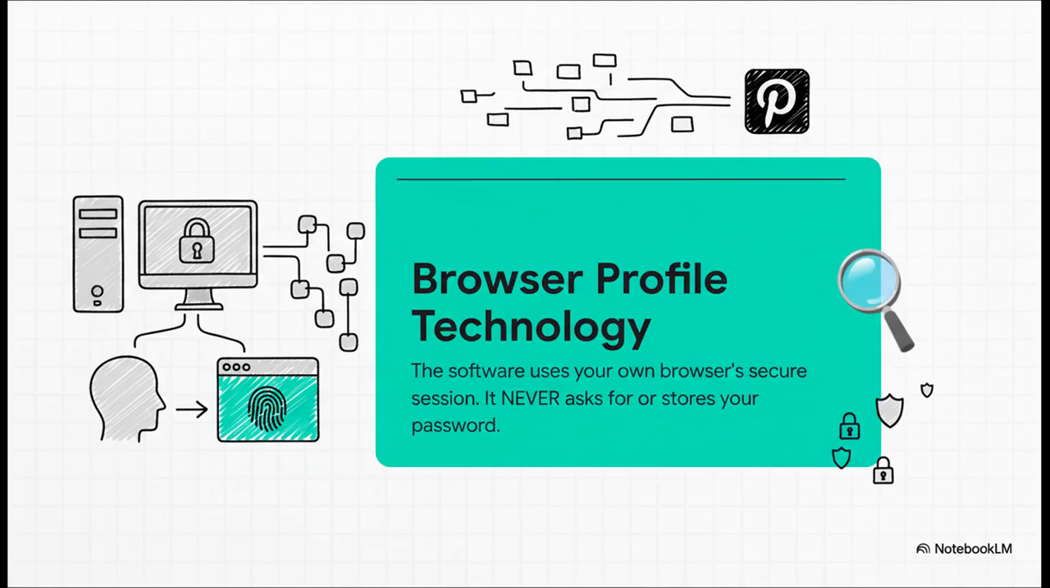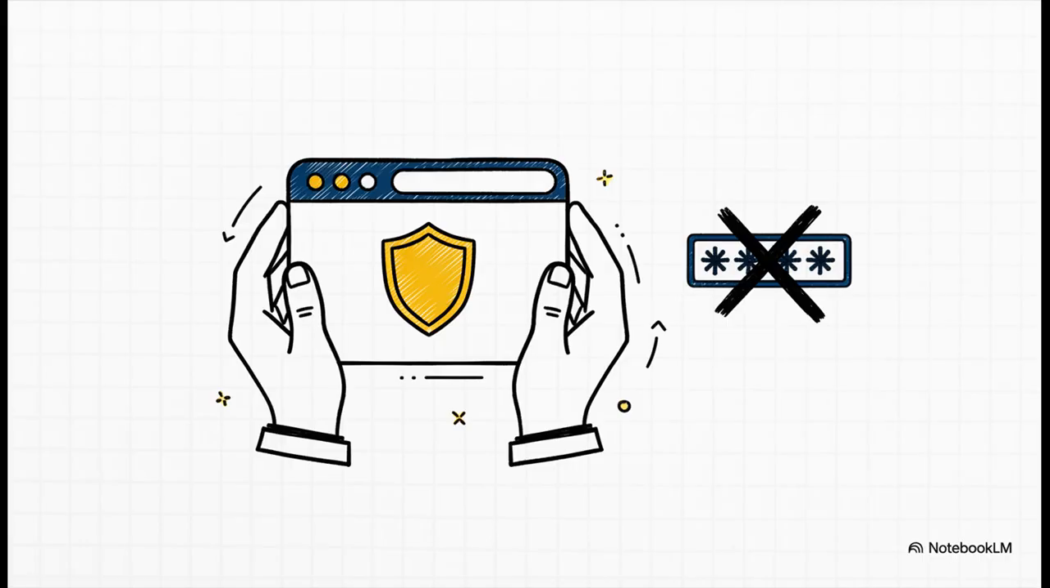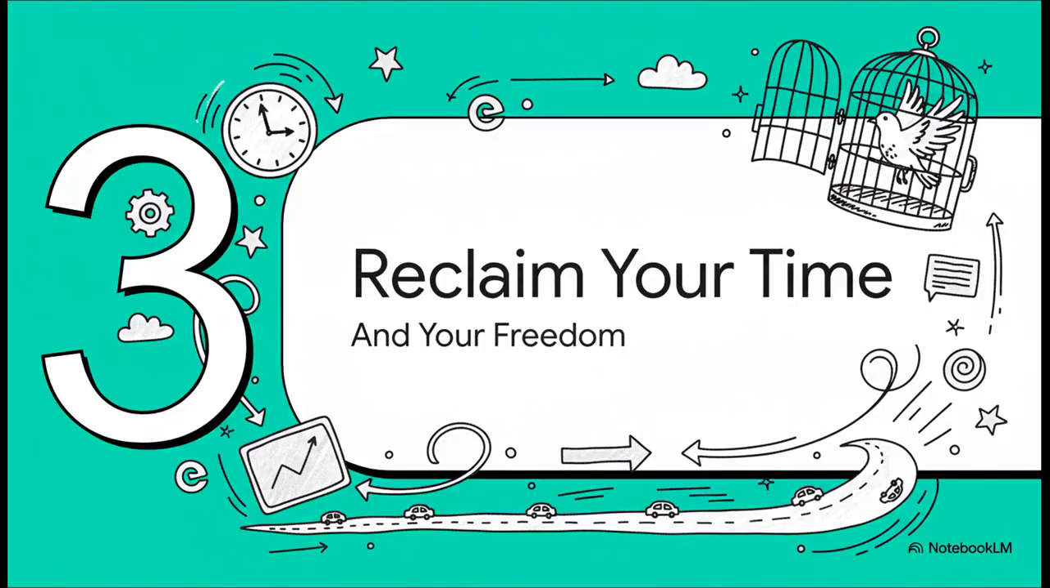Now, what does that mean? It's actually pretty brilliant. Instead of ever asking you for your username or password, the software piggybacks on the secure session you already have open in your own web browser. Your login details are never shared, never stored, never sent anywhere. They stay with you. This passwordless method is the absolute key. It means your account's safety is 100% in your hands. You always have control, which completely changes the game when it comes to the risks you might associate with automation tools.